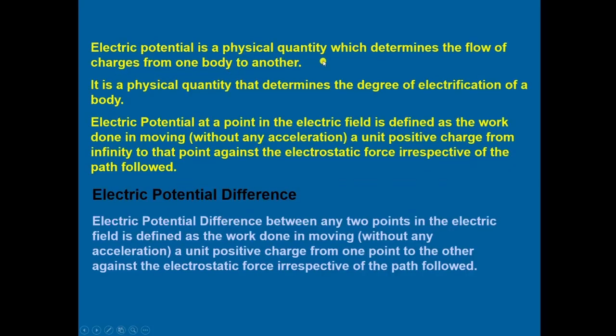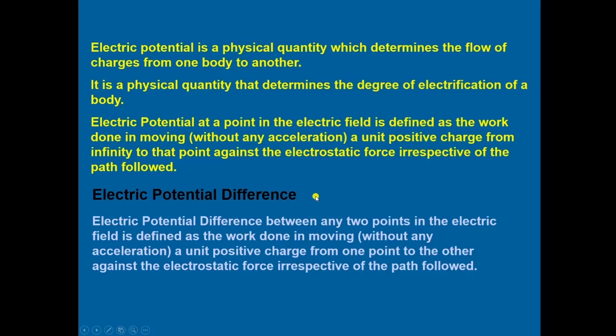Electric potential is a physical quantity which will determine the flow of charge from one body to another body, and it is a physical quantity that determines the degree of electrification of a body. Electric potential at a point in the electric field is defined as work done in moving without acceleration a unit positive charge from infinity to that point against the electrostatic force irrespective of the path followed.